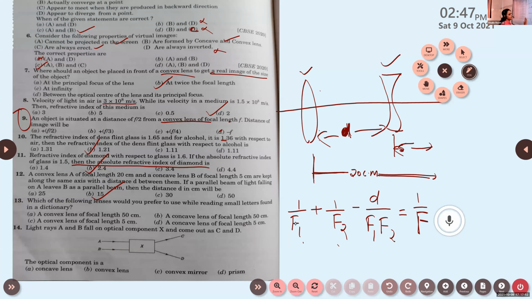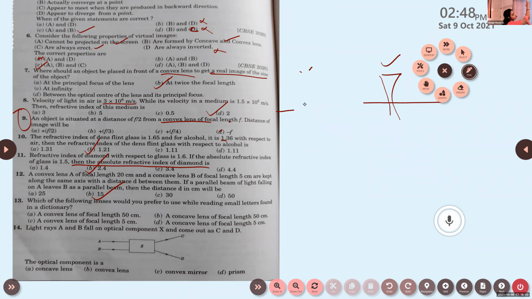You don't need to study all these equations. Try to understand the concept and keep a figure in your mind and find the answer. That's all. So here the answer is 15 centimeter. The total focal length of convex lens is 20 centimeter, but the concave lens is placed in the same axis with a focal length of 5 centimeter. So we can say the distance between these two lenses is 20 minus 5, that is 15 centimeter. That's all.